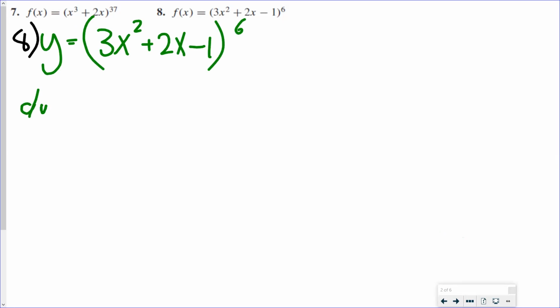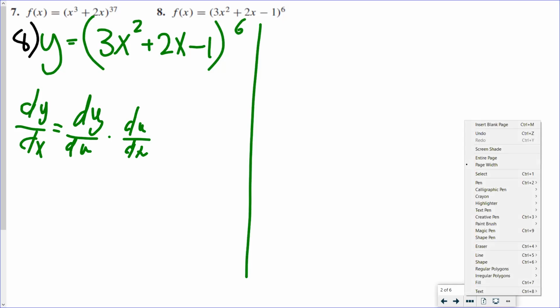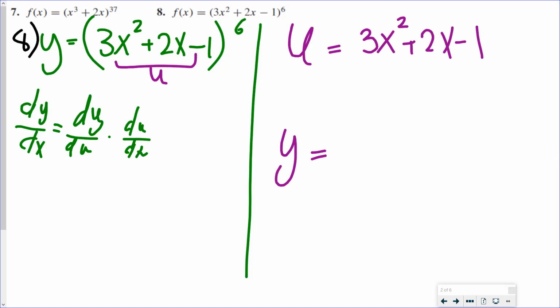The chain rule is dy over dx is dy over du times du over dx. This is the first step. Then I will suppose now that this is u. So I will say u is 3x squared plus 2x minus 1. After I suppose that u is equal to 3x squared plus 2x minus 1, my function is y equal u raised to the power 6. I just replace this function with u.